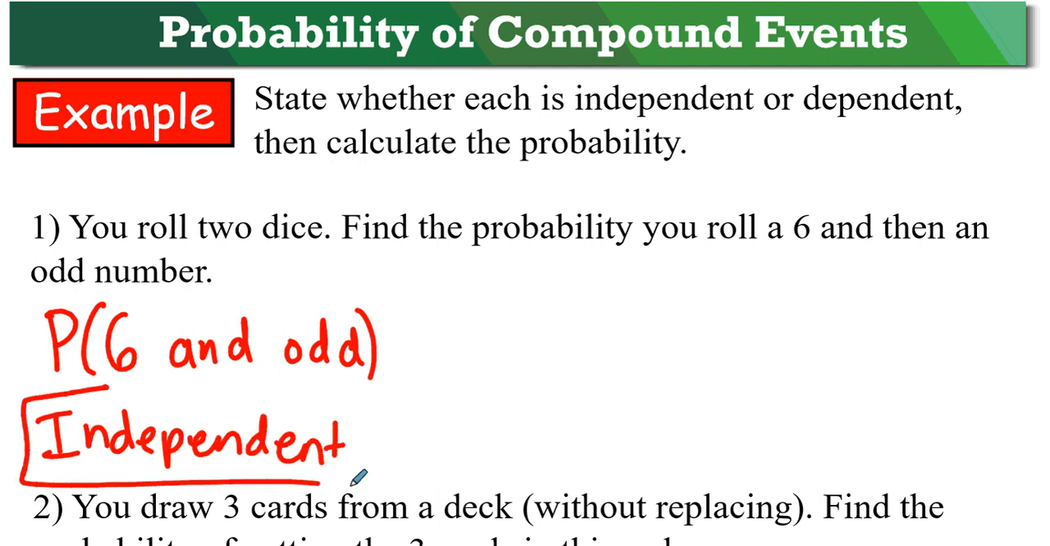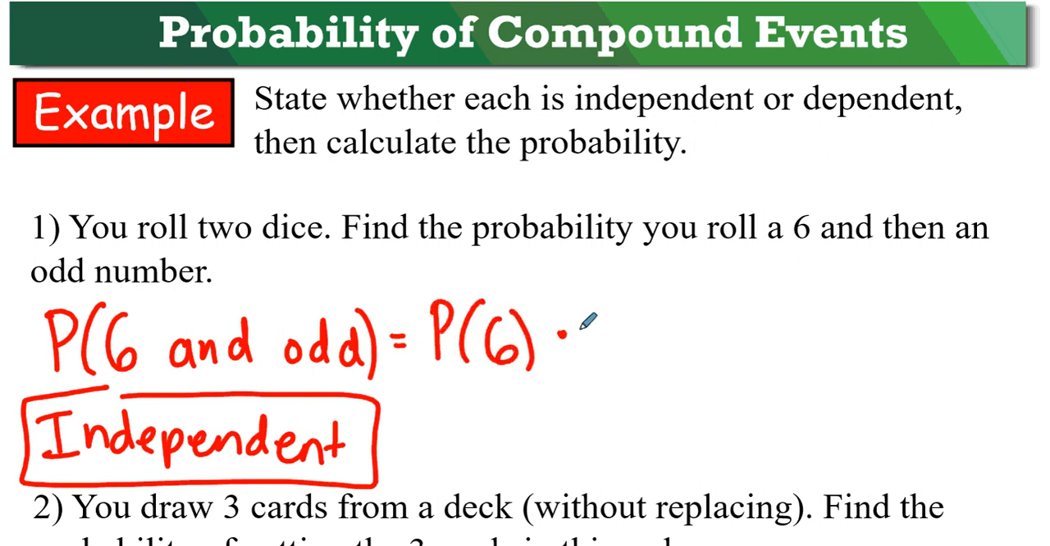So your determination of independent and dependent is going to be based on just experience and kind of common sense. There's no other way to really do that right now that we know of. You just have to know that one dice is not going to affect the outcome of the other. So I want the probability of the first one being a 6, and then I multiply it by the probability of the second one being an odd.